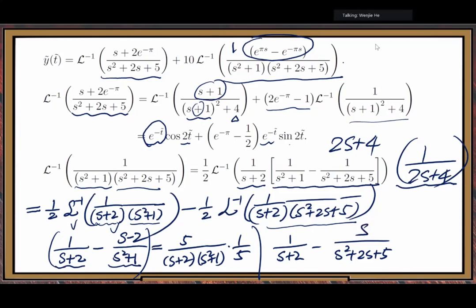S, do multiplication, s times s squared. S squared cancel out. S times 2, 2s cancel out. Yeah, nice cancellation. Right? So you can see that's the way I do. Then remaining 5, s plus 2, s squared plus 2 plus 5. 2s. Then, but we need to multiply 1/5. In this way, we can do the splitting.